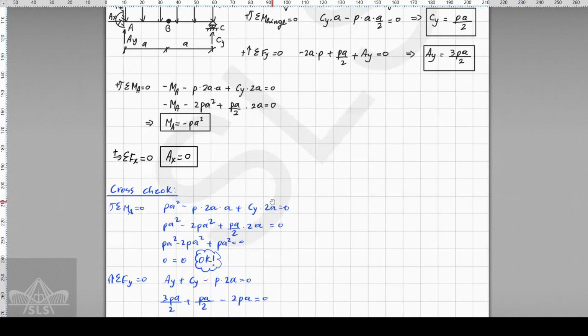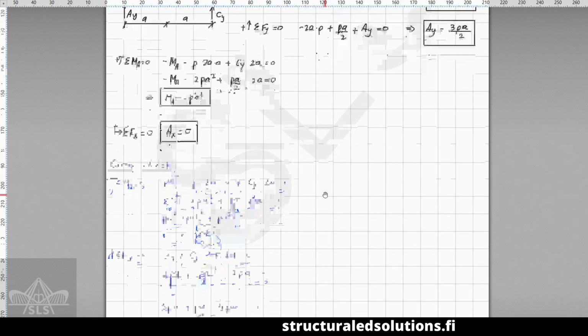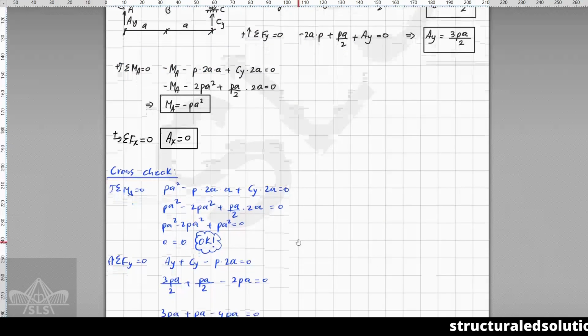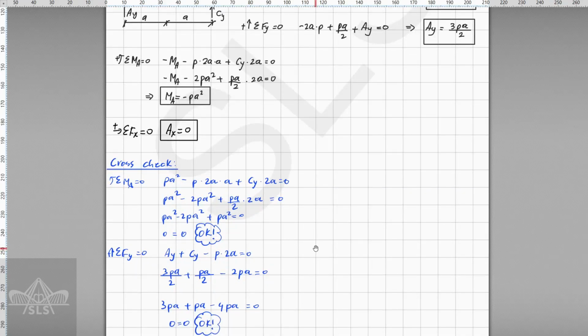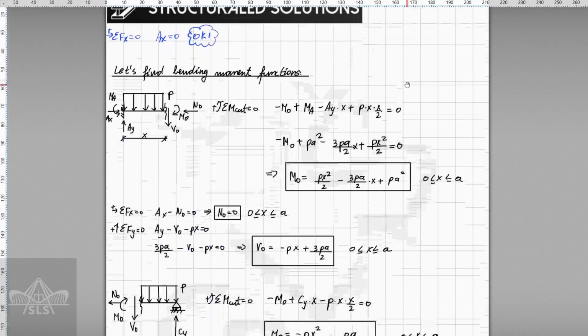It's always good, if you want to make sure that the support reactions which you got are correct, to make some type of cross check by using the equilibrium conditions. If they match, for example, if they are 0, it means that the support reactions which we determined are correct.